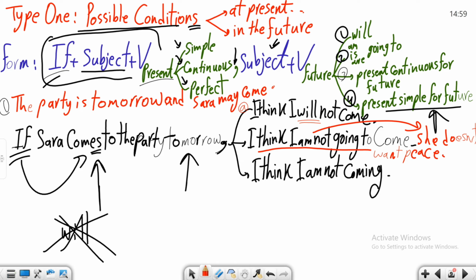When I use going to, as we said before, we have to give a reason. And then the last or the third way is to use, if Sarah comes to the party, I think I am not coming. And here, my friends, I don't need to give a reason because we use the present continuous for future to talk about a personal decision.